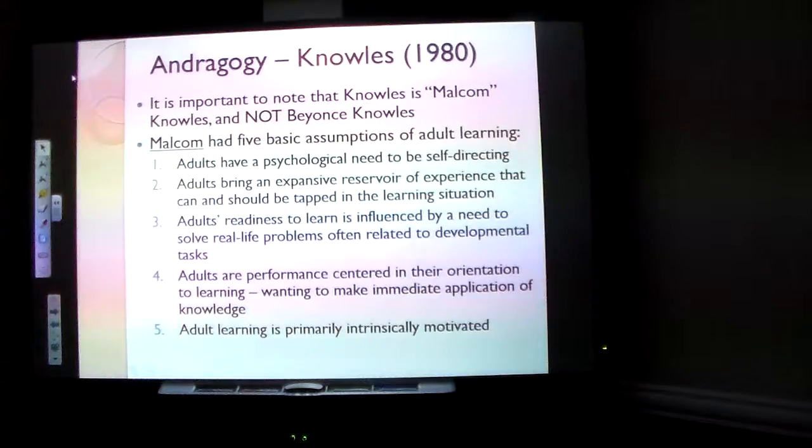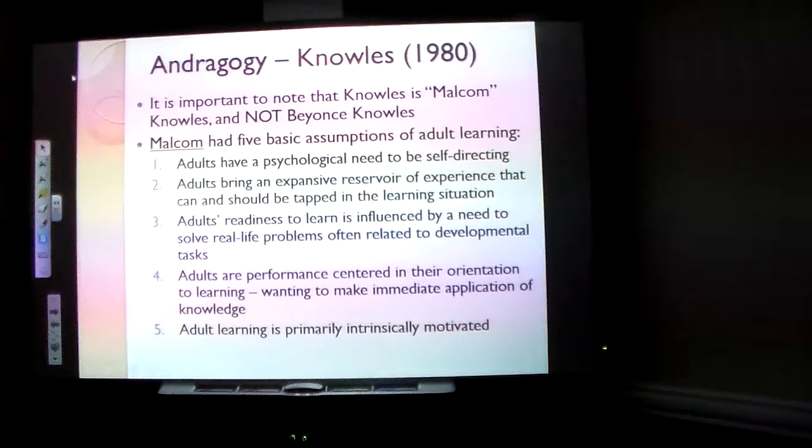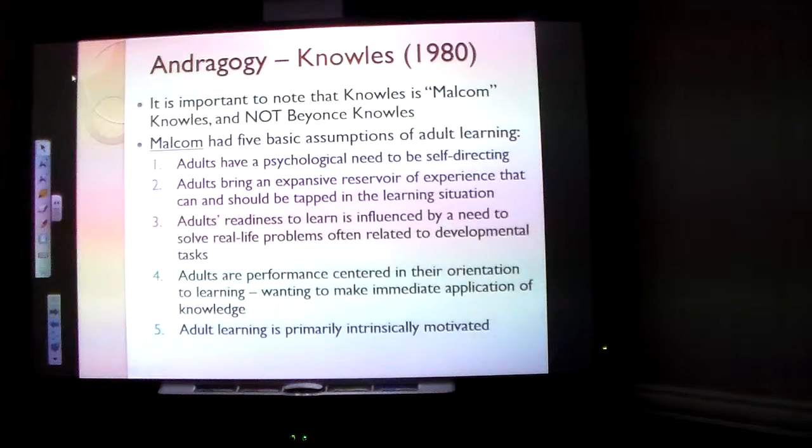So Malcolm Knowles had 5 basic assumptions of adult learning. Basically said that adults should be self-directing, meaning that adults really have to be on their own, and if they're given initiatives, they can learn things that they need to do on their own, and we need to have trust in them, and we need to have faith in them.